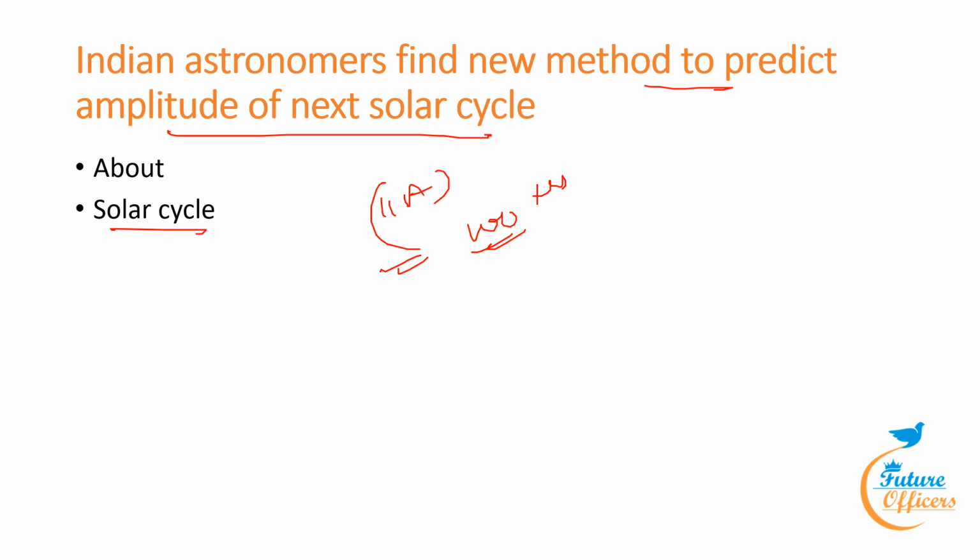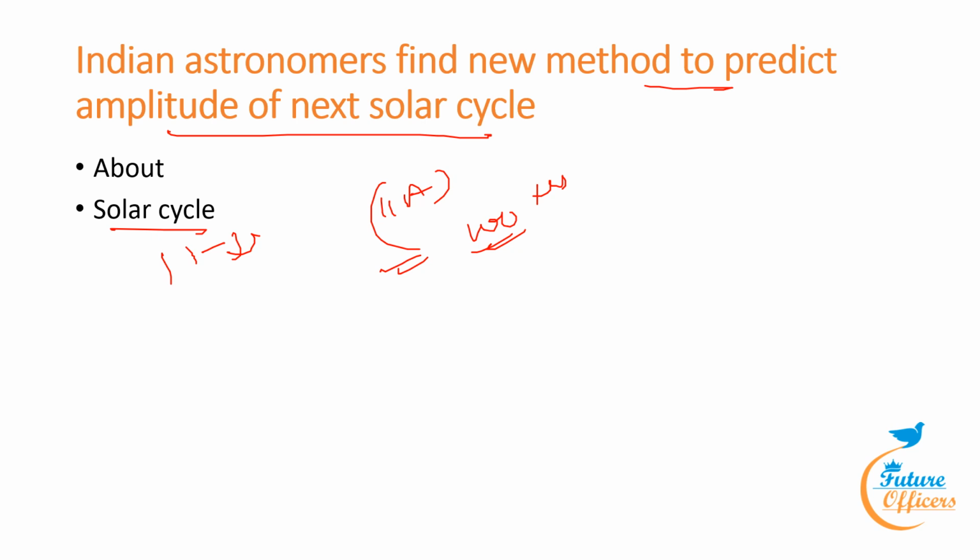Next, about the solar cycle. A solar cycle is an approximately 11-year period during which the sun's magnetic activity fluctuates, including variation in sunspots, solar flares, and coronal mass ejections. The cycle begins with the solar minimum, a phase of low solar activity and few sunspots, and progresses to the solar maximum, characterized by increased sunspot numbers and heightened solar activity.